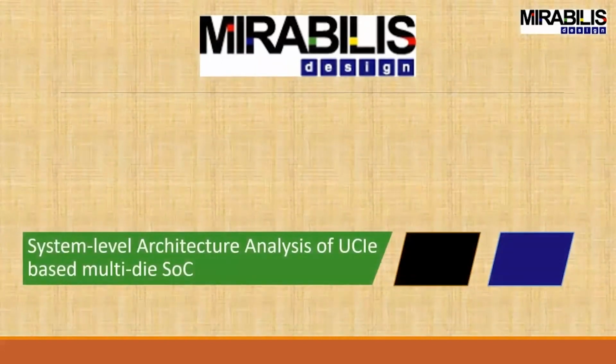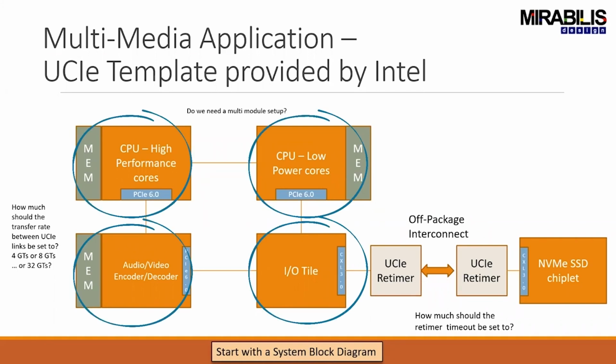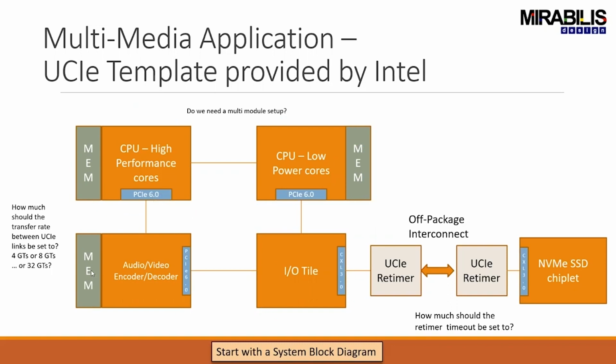Let's talk about a system level architecture analysis of a UCIe based multi-die SoC. So what happens is you start with a multimedia application. In this case, we're selecting a multimedia application. This is a traditional one that is included as part of the UCIe templates, and it's provided by Intel. So here, if you look at it, you will notice that all of them are connected through a PCIe 6.0 interface. They all have local memories. This one here uses CXL 3.0 for an SSD, but it's off package. So for that, you have something called the UCIe retimer.